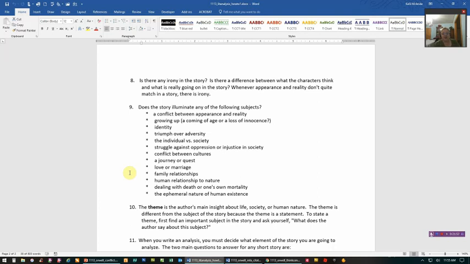The individual versus society, I definitely think that's possible here, that he's fighting not only his own society, the Britons, but he's also fighting the Burmese. Struggle against oppression or injustice, that's definitely a possibility. Conflict between cultures, yep, that's a possibility. A journey or a quest. He definitely goes on a journey and a quest. His quest is to figure out how to solve this elephant.